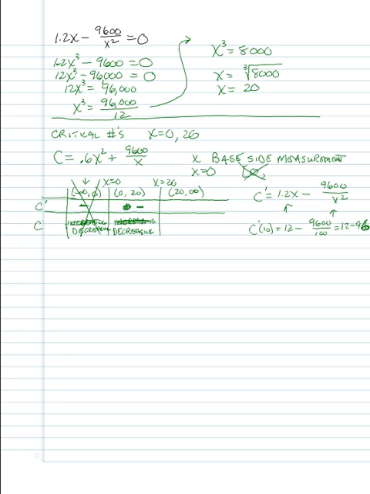Okay? And then when I choose a value that is bigger than 20, like maybe 100, well then that would be 1.2 times 100, which is 120. And then I'd have 9600 divided by 100 squared, which will be 10,000. Well, clearly that's a number that's smaller than 1, and 120 minus something smaller than 1 is certainly going to be positive, isn't it? So here the derivative is positive, so that means the function is increasing.